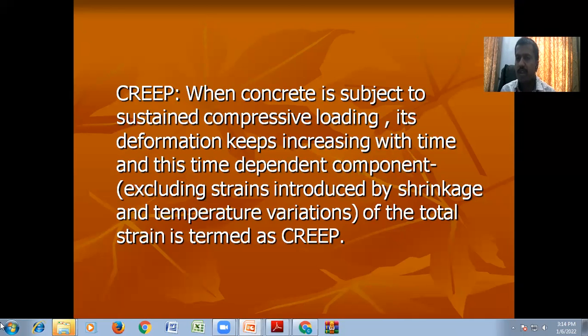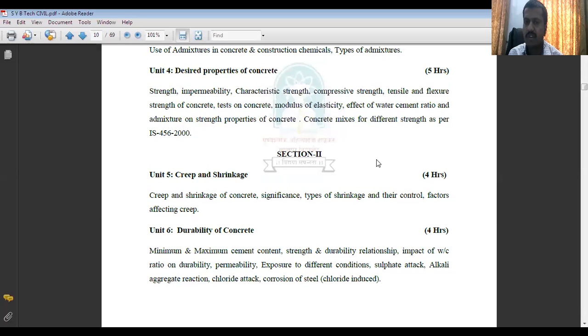Before starting with this particular topic, that is creep, let me share the syllabus with you so that I will also know which point you are interested to repeat, or maybe we can directly start with creep then. So I will share the syllabus for a moment. Yes, I think you can see the syllabus also.